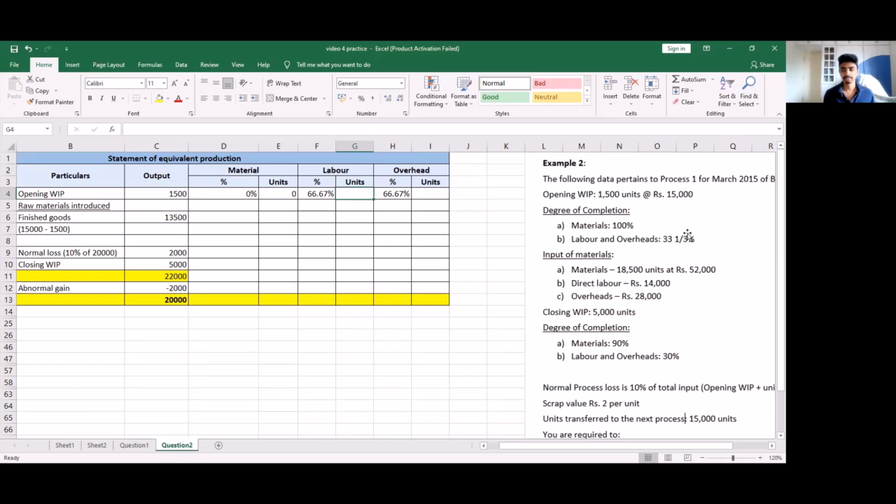Last year, we have already completed 1/3 of the work. Now to find our equivalent production units, we are going to multiply 2/3 with 1,500 to get 1,000. Same goes for our overheads: 2/3 of 1,500 is 1,000. Next, we have finished goods. Finished goods output is 13,500 units, and we know that 100% work has been done on our finished goods. So the percentage will be 100% for materials, labor, and overheads. So 100% of 13,500 is 13,500 itself.